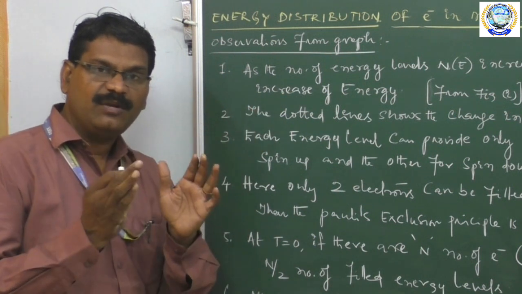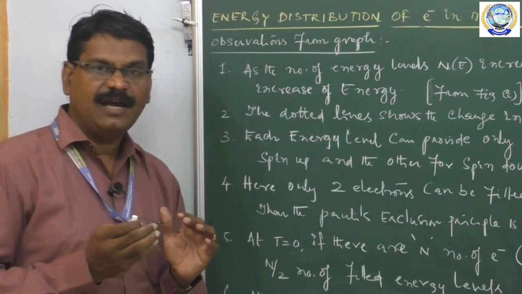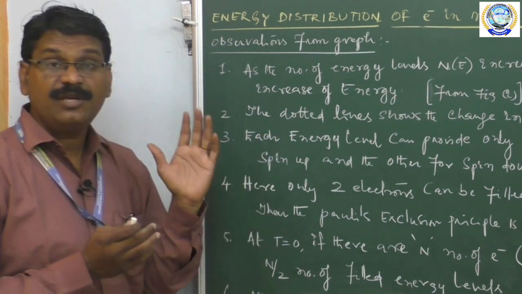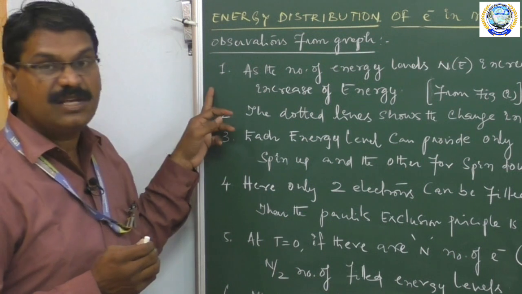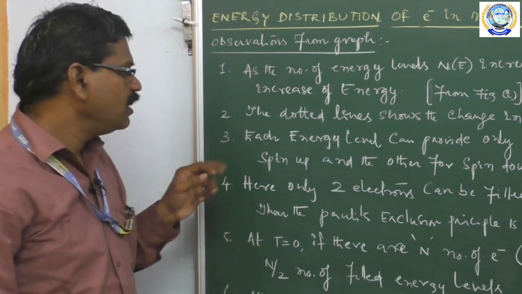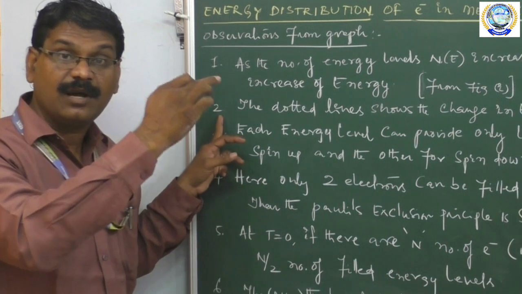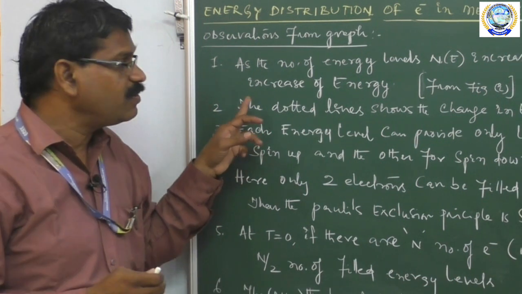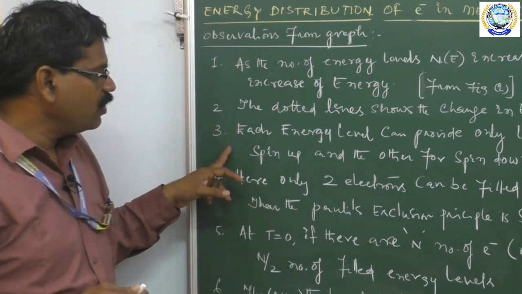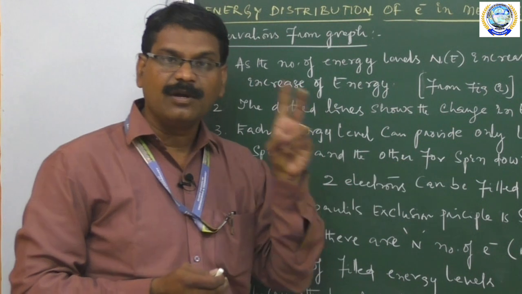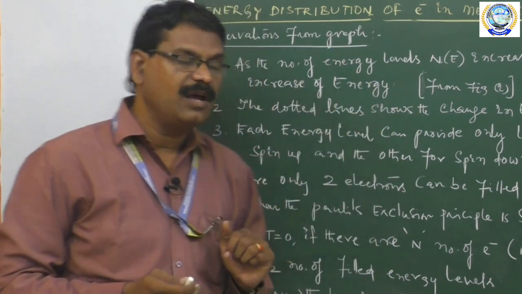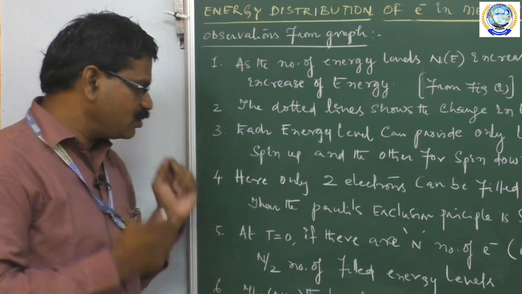If you draw a graph between N of E on the y-axis and Fermi energy level on the x-axis, we should observe that there are 3 most prominent points. First one is the number of energy levels increasing periodically along with the Fermi energy level. The second one is that the white dotted lines explain that the change of energy is only available at room temperature. And the third one is each energy level can provide only 2 states. One energy state is spin up direction and the other energy state is spin down direction.